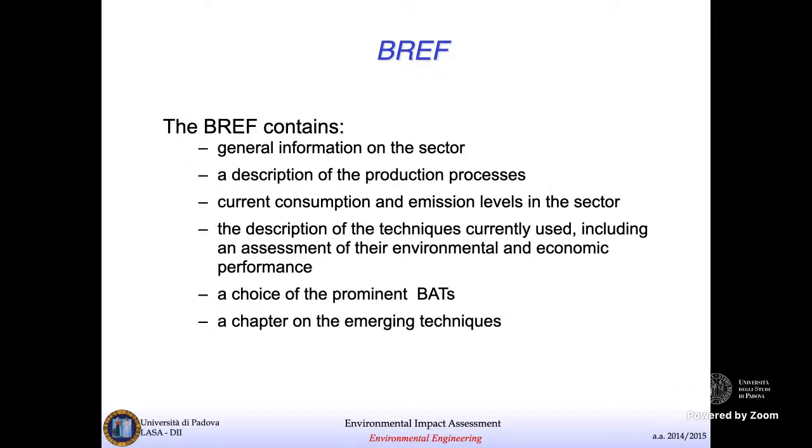The best available techniques reference document contains general information on the sector, a description of the production process, current consumption and emission levels in the sector, a description of the techniques currently used, including an assessment of their environmental and economic performance, a choice of environmental BATs, prominent environmental best available techniques, and a chapter on the emerging techniques.